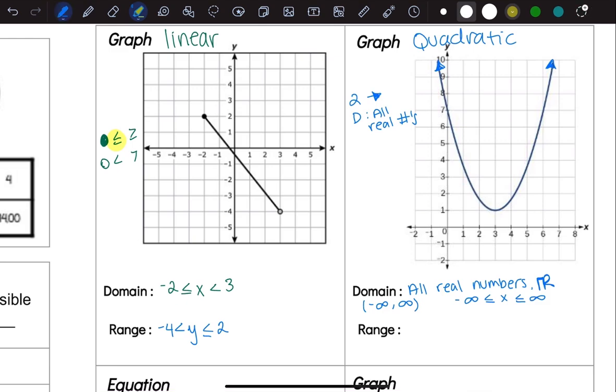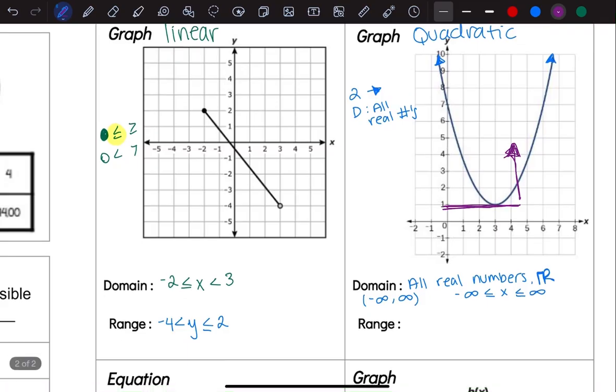Now, our range is our y values. So if you look at your function, we look at the range from bottom to top. So our lowest number, or our bottom number, is 1. And our function goes up. Since our starting value is 1 and our function is going up, then I'm writing my range as y values greater than or equal to 1. If my quadratic was going down, like this, then I would write y values less than or equal to 1.